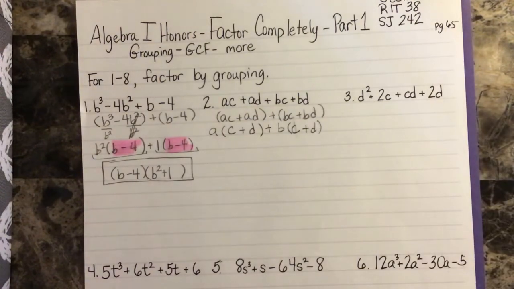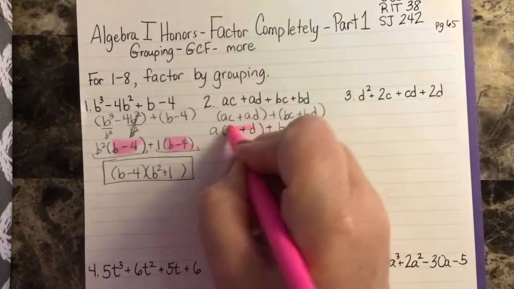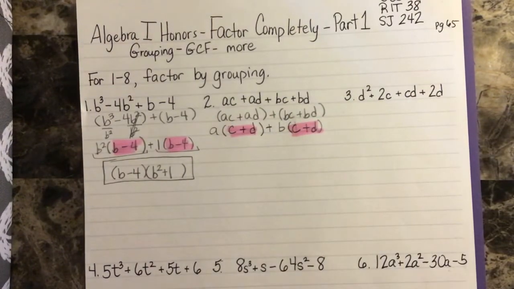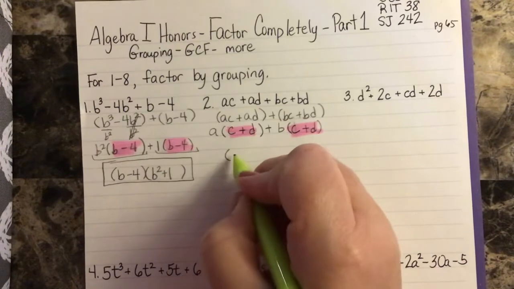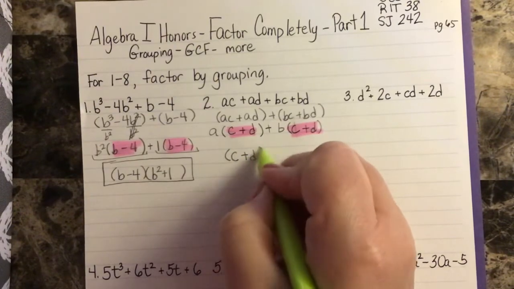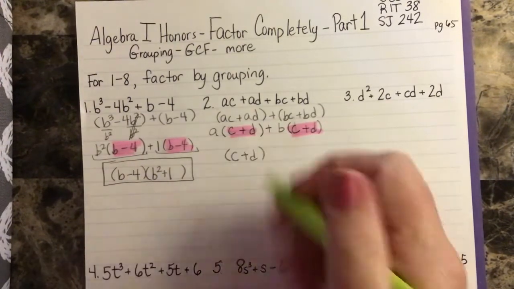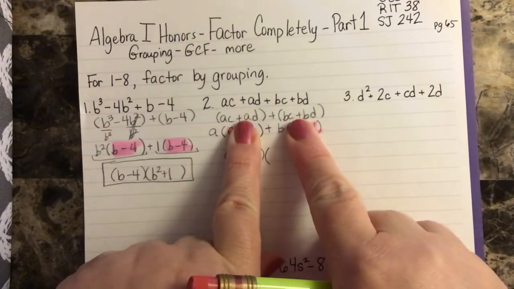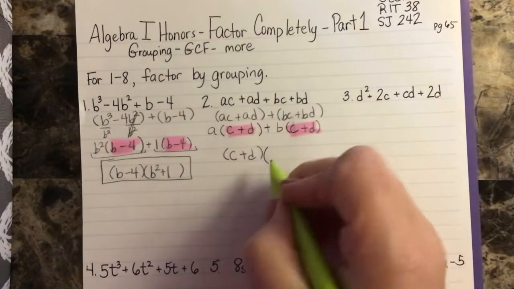Did it work? Yes, it did. These are the same. So that binomial factors into c plus d, taking out the common factor. When you take away that common factor, what's left? A plus b.